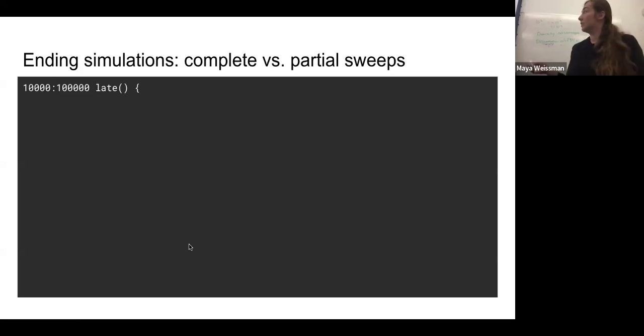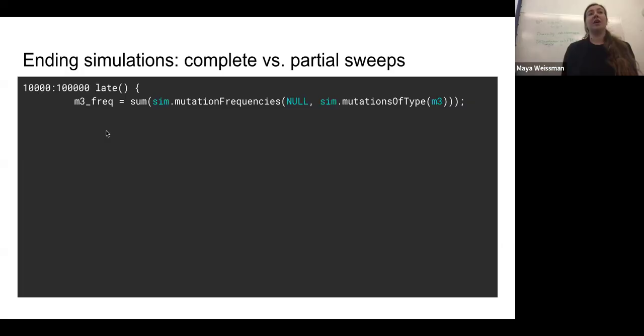So in this particular block of code, I'm saying from generation 10,000 to 100,000, every single generation within this late block, I want to check the frequency of the adaptive variant, which is the M3 freq. So here I'm looking at sim.mutationFrequencies of all mutations of type 3 and taking the sum of those.